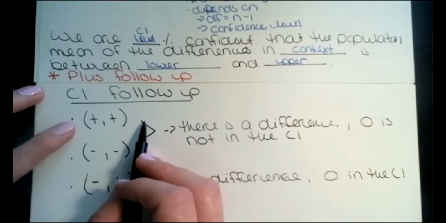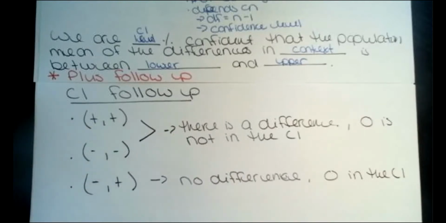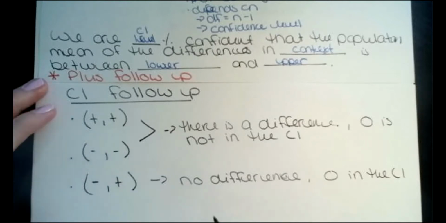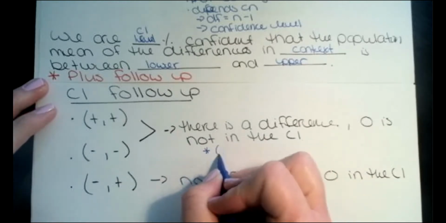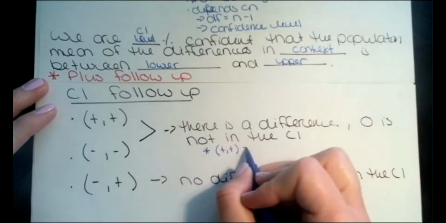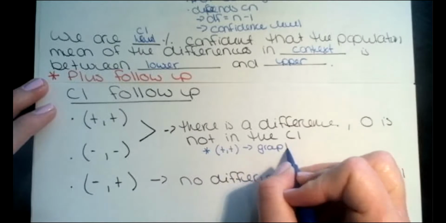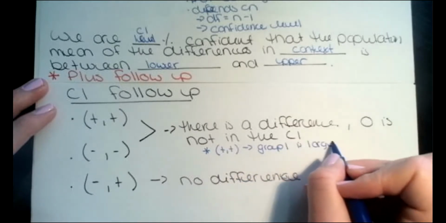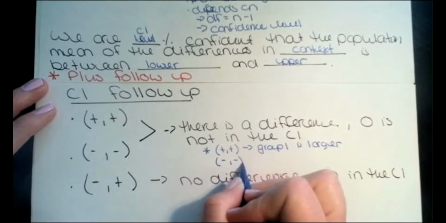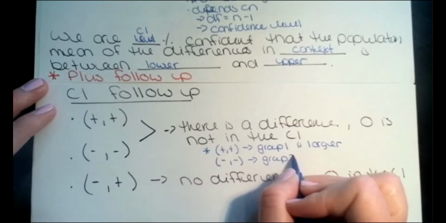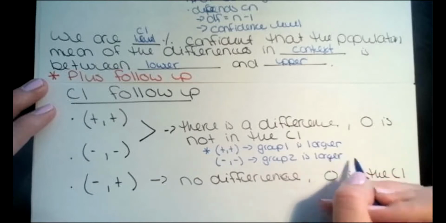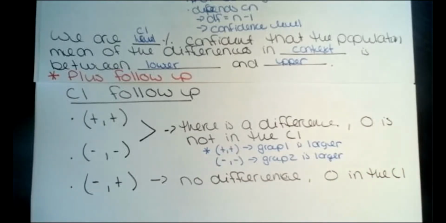Remember, if it's all positive, then group 1 is larger. So order of subtraction matters, right? I'm just going to make a note here. So for positive to positive, group 1 is larger. If we have negative to negative, group 2 is larger. Okay, so the same thing. So I'm not going in great detail because we already know this. We know this from last class, and we know it from the last section when we were studying categorical data. Okay, so that's my CI follow-up.